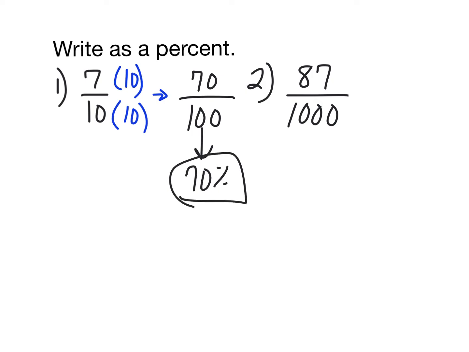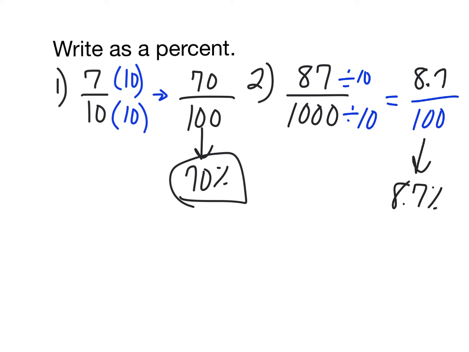So make sure when you're doing these problems, you get it to be a denominator of 100 before you decide what your percent is. We look at number 2, similar idea. Our denominator is not 100. In this case, it's bigger than 100. So what we can do though actually is divide. 1,000 divided by 10 would give you 100. And then if you divide 87 by 10, that would be 8 7/10, or 8.7. 8.7 out of 100 would be 8.7%.